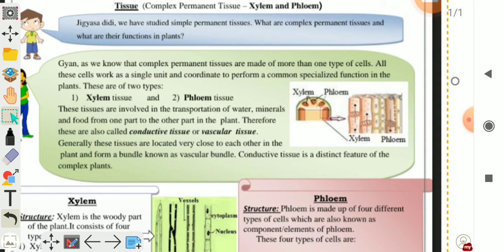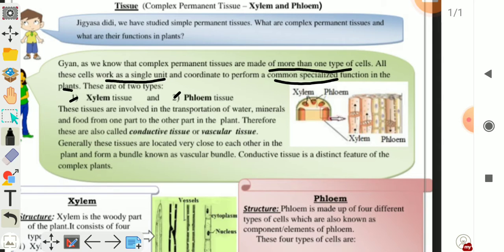Complex permanent tissues are made up of more than one type of cells and all these cells work as a single unit and perform a common specialized function in the plant. These are of two types. First one is xylem and second one is phloem.